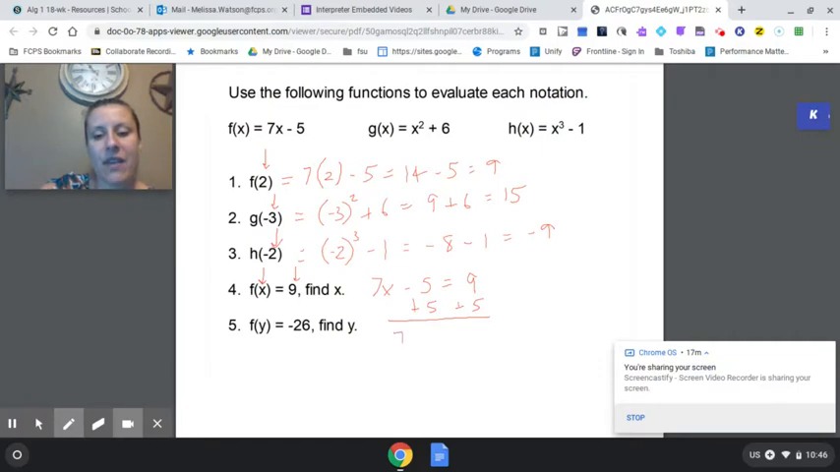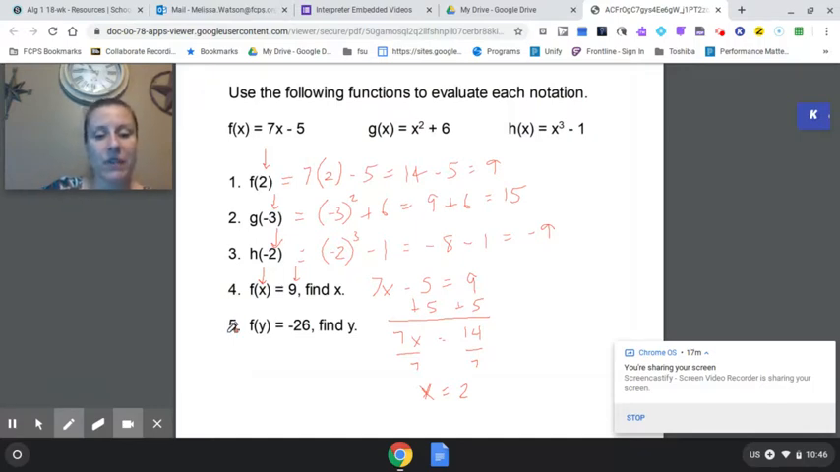We get 7x is equal to 14, and divide both sides by 7. We get x equals 2. So guys, if you notice, we were asked to put an x value, an input value of 2, into the function in number 1. We got 9 out as the output. This was the exact opposite of that. It's asking us to put 9 as the output and find the input. So questions 1 and 4 are actually the same question, just asked for different things, one for the input and one for the output.